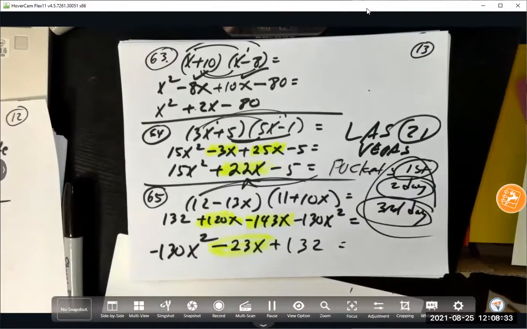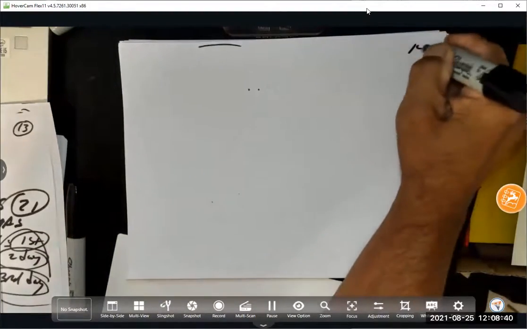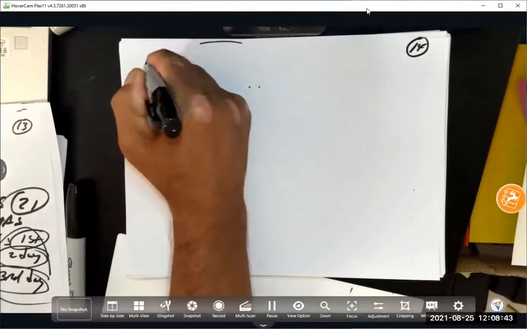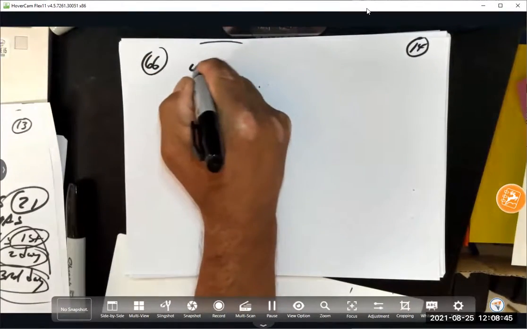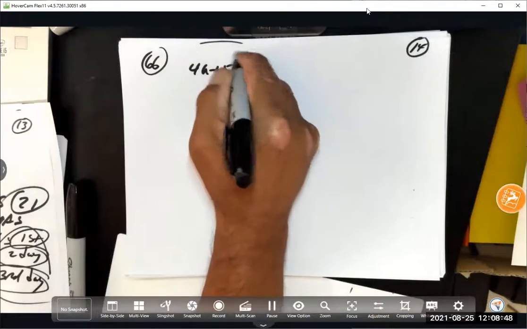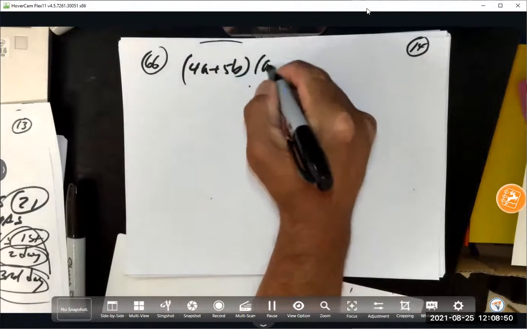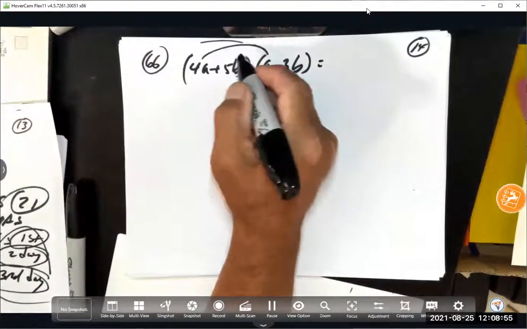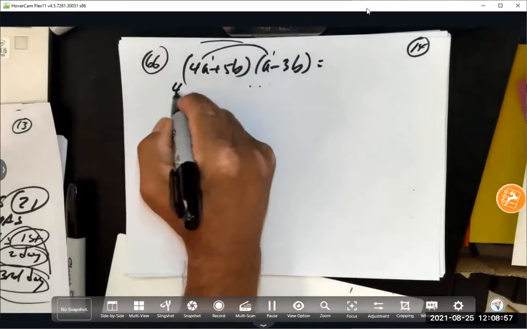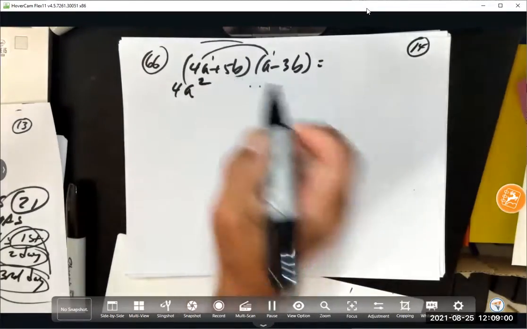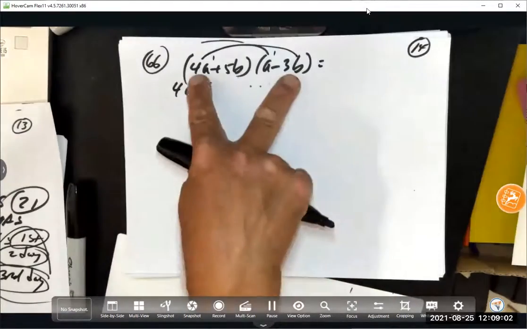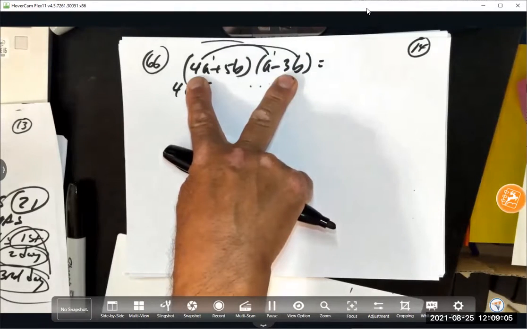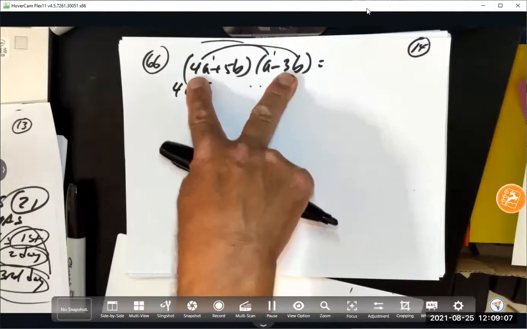All right, 65. Everybody okay? I'm going to the next one. 66. Let's say yes. You're good, man. You're on it. All right, 66. It says 4a plus 5b times a minus 3b. Ready? 4a times a. What is that going to be? It's gonna be positive 4a squared. Right. All right. Now the next one. 4a times negative 3b. Negative 12ab.